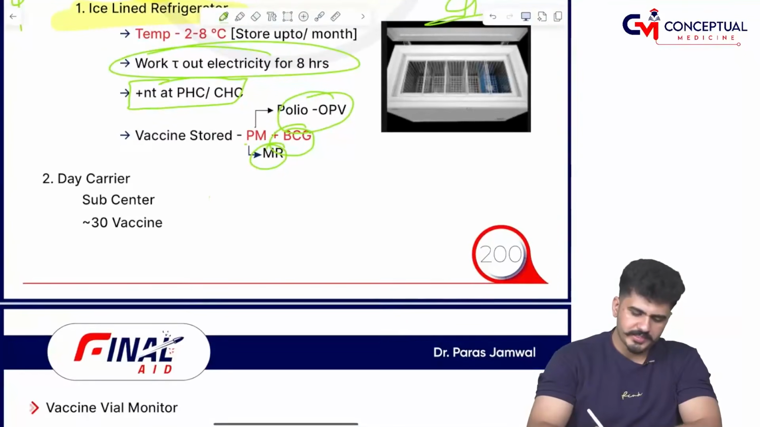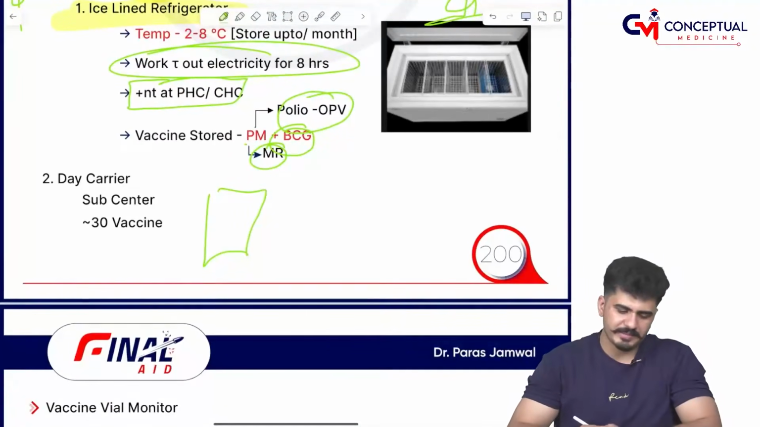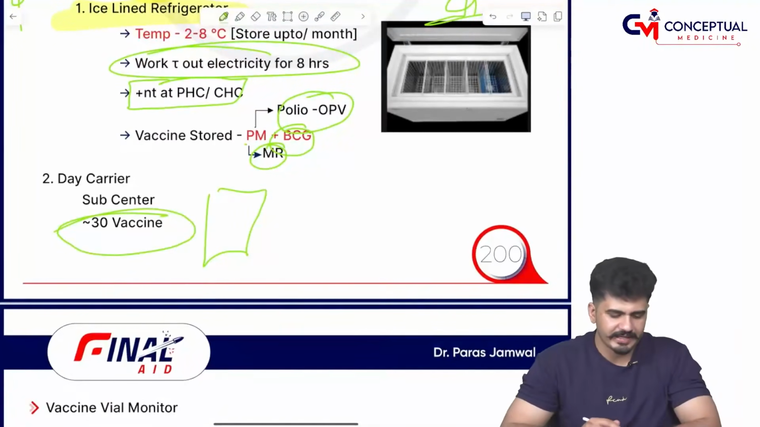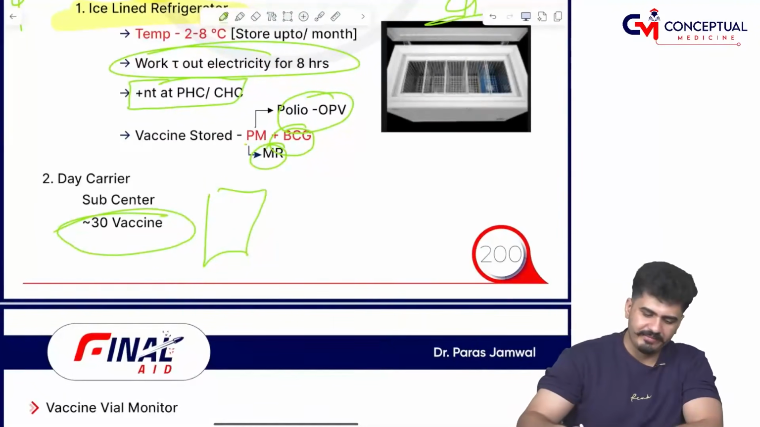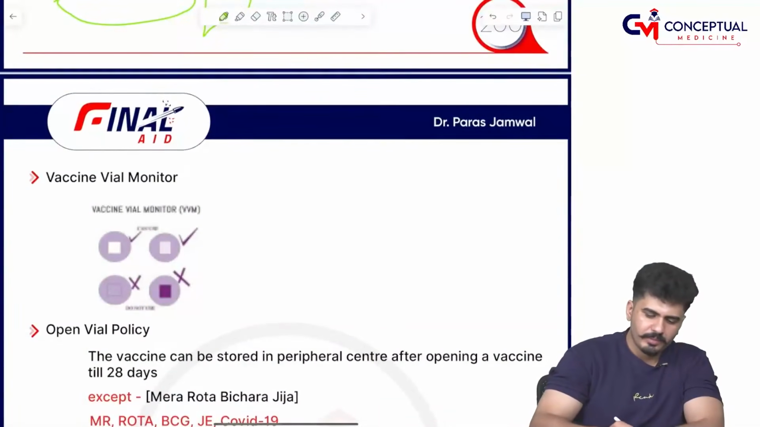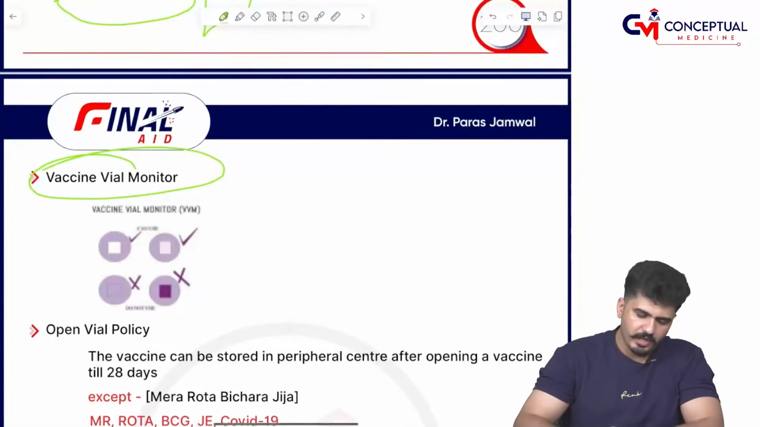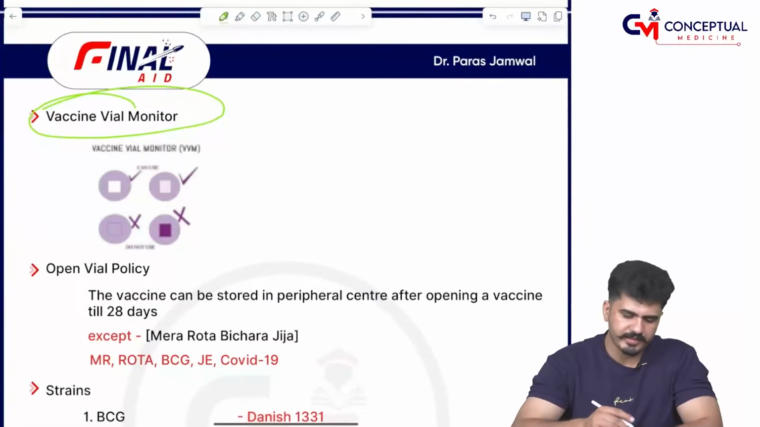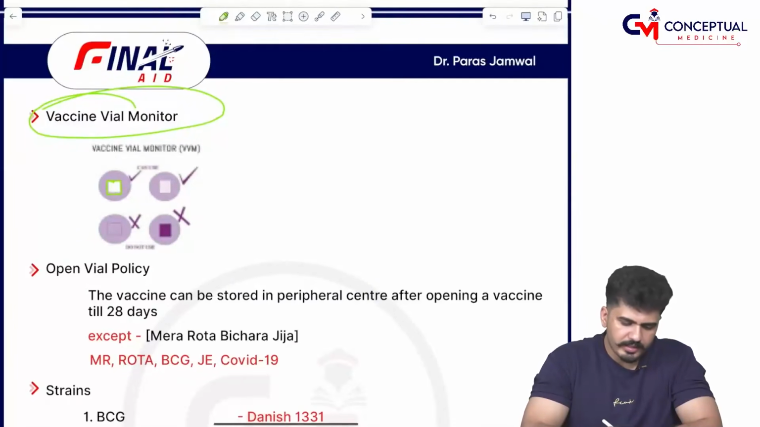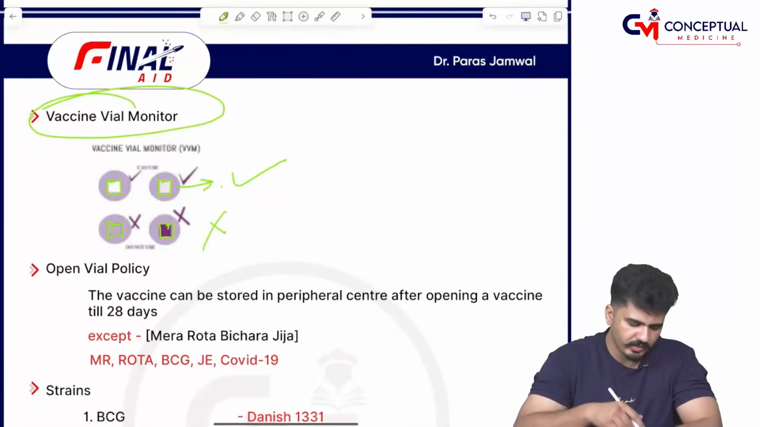Then some small boxes are there. They are day carriers, which are present in the sub-center. How much vaccine can they carry? Approximately 30 vaccines. Now next coming is the vaccine vial monitor. In the vaccine vial monitor, you will check if the central square is fainter than the periphery, then the vaccine is good to use. If it is the same color as the periphery or darker than the periphery, then you cannot use it.